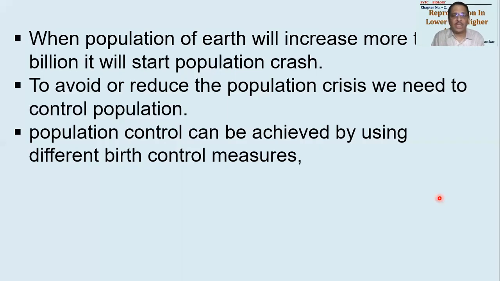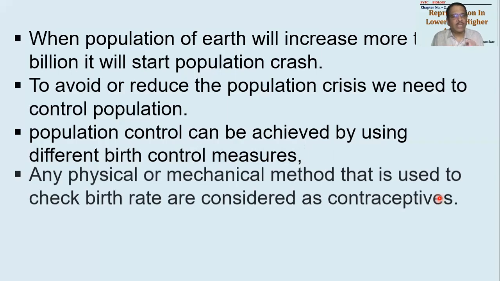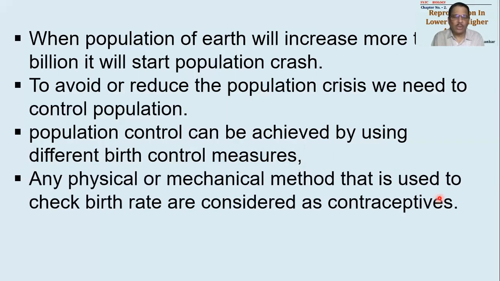So population control can be achieved by using different birth control methods. Population control करने के लिए birth control methods available है. None of the religions allows this. किसी भी धर्म, कोई भी धर्म population control को allow नहीं करता है, babies को मारना allow नहीं करता है. Okay, but we are living in scientific world. We should know there are means available, safe methods available. So इसको contraceptive methods कहा जाता है.